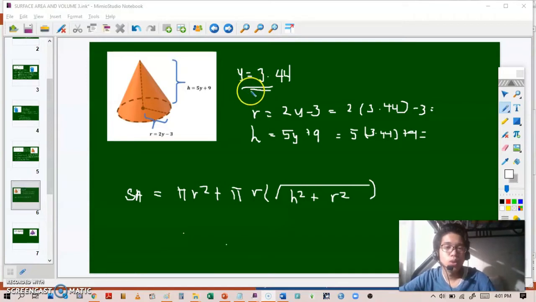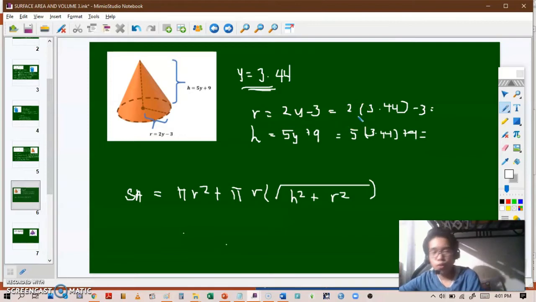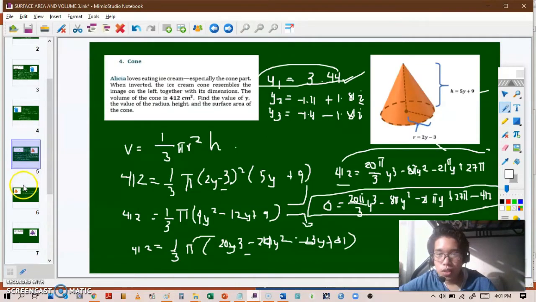Okay, so now that we solved for the value of y, we can substitute it into the expressions for the height and the radius. The height is equal to 5y plus 9, and we can simply substitute the value of y, which is 3.44, and we can also do that for 2y minus 3. So that will be 3.44 times 2 minus 3, which is 3.88. This is going to be our radius in centimeters.